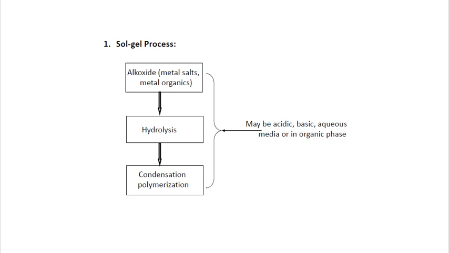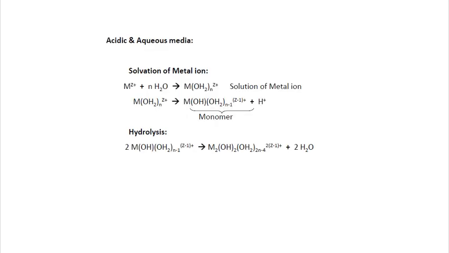The sol gel process can also be done in three different media: acidic, basic, and aqueous media. But in industry, generally the acidic and basic media are used. So we will discuss the reactions that occur in the acidic media as well as the basic media in this process. In the acidic aqueous media, you have these reactions.